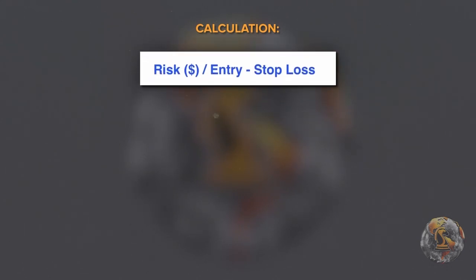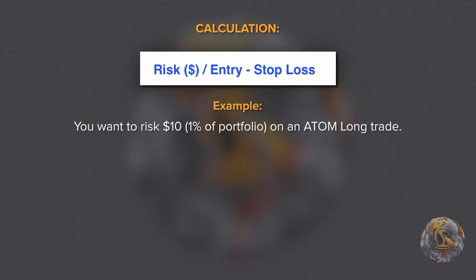So your risk in dollar terms, the amount you want to lose if you're wrong, divided by the entry price minus the stop loss price. That's it. That gives you a position size that you need to place, and then we take from that leverage. For example, stick with the $10. You want to risk $10, 1% of your portfolio on an Atom long trade.